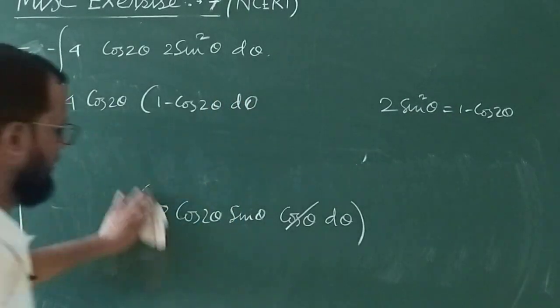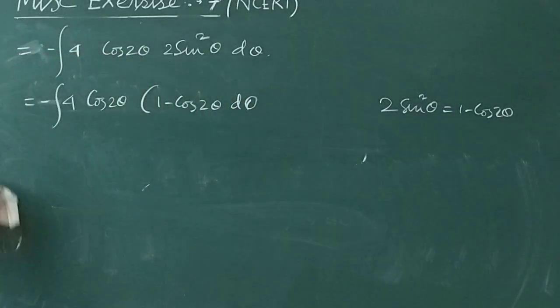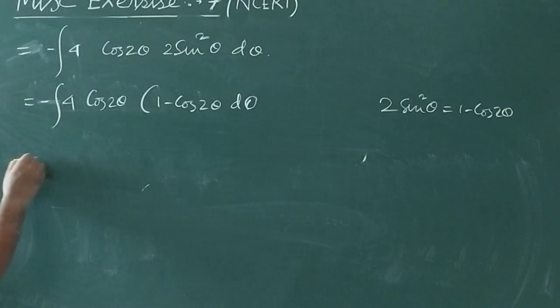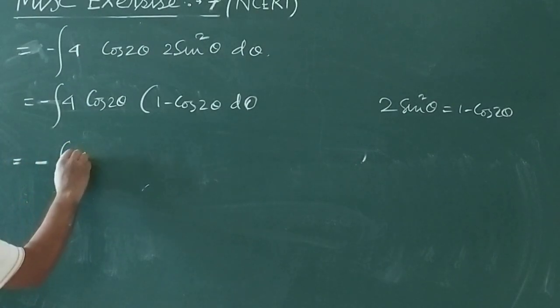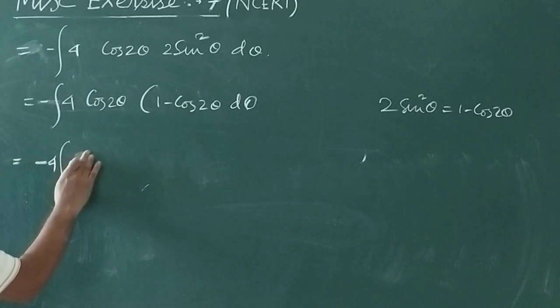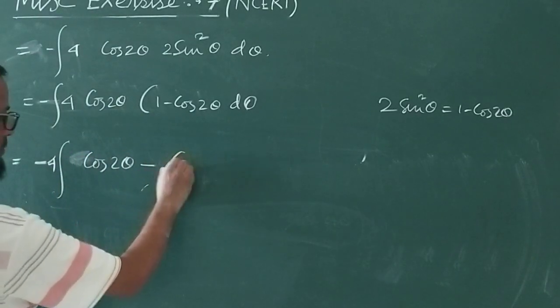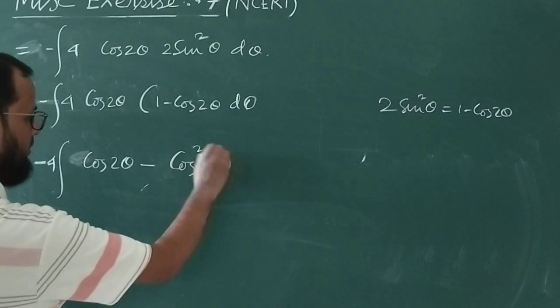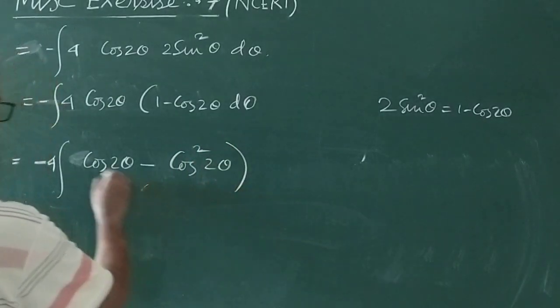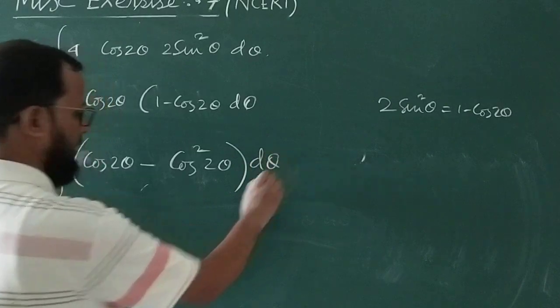Okay, then you expand it, you see 4 बाहर आएगी, it will be cos 2 theta minus cos square 2 theta into d theta.